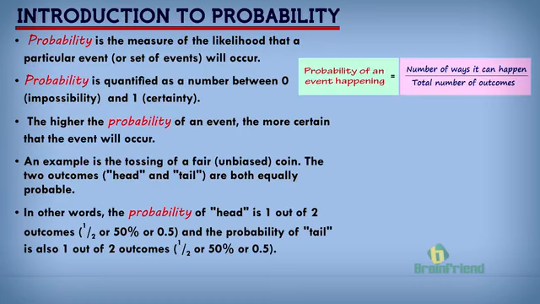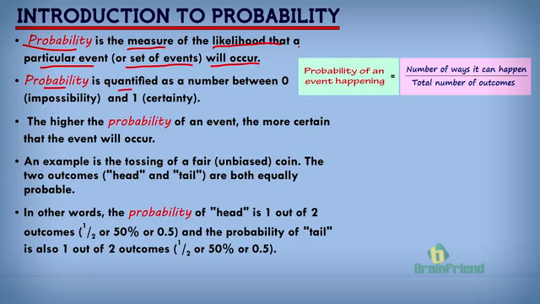Now, what exactly is probability? The word probability, of course, brings to your idea, I guess, probable, something that is possibly going to happen. Now, probability is simply a measure of the likelihood that a particular event or a set of events will occur. That is the possibility that something will happen.